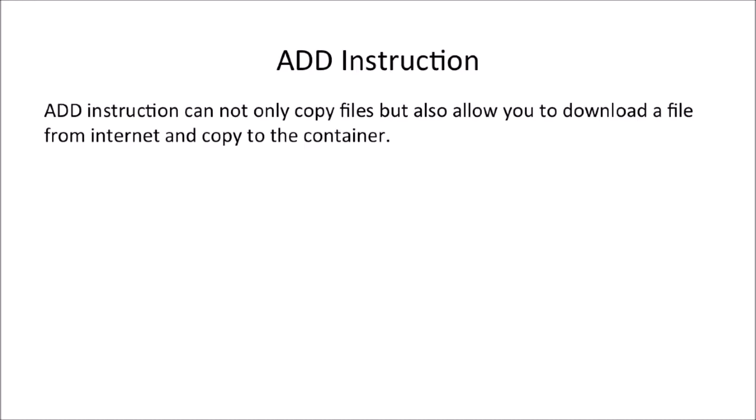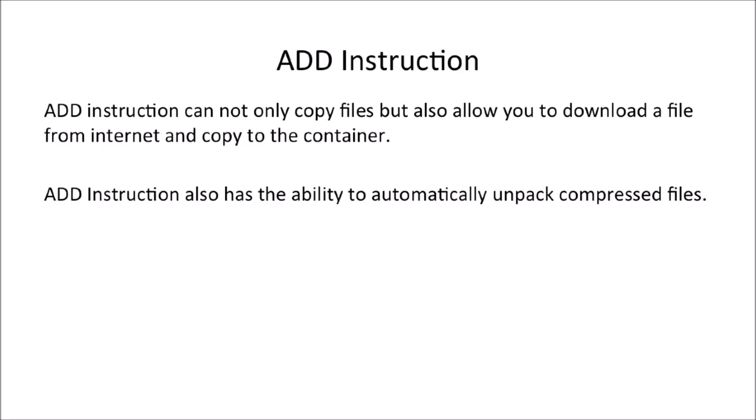The difference is that add can do more magic. Add allows you to download a file from internet and copy to the container. Add also has the ability to automatically unpack compressed files. If the src argument is a local file in a recognized compression format, then it's unpacked at a specified destination path in a container's file system.